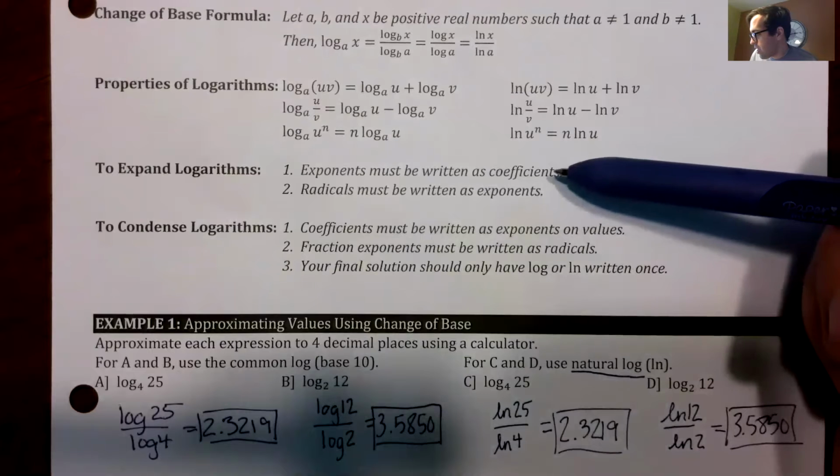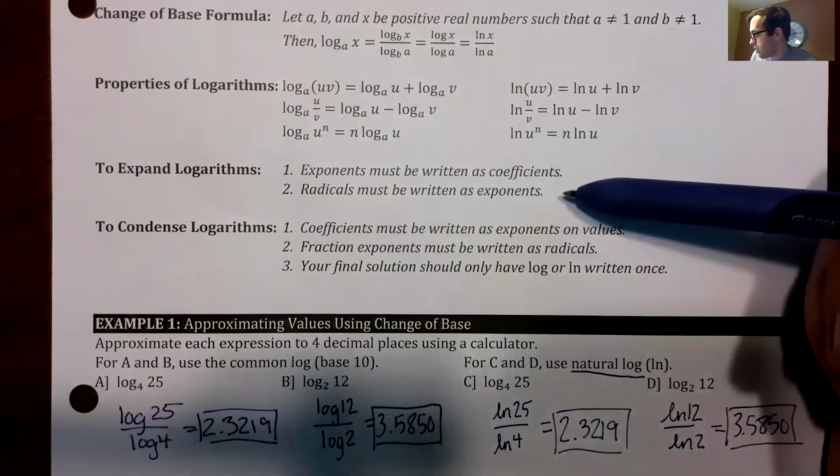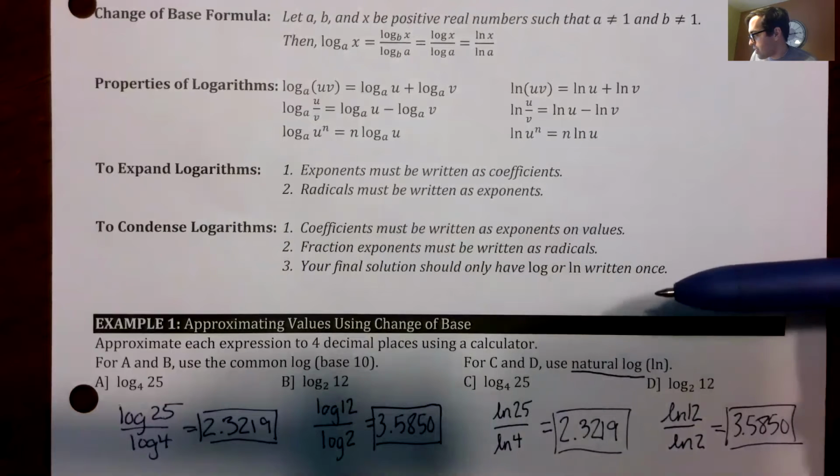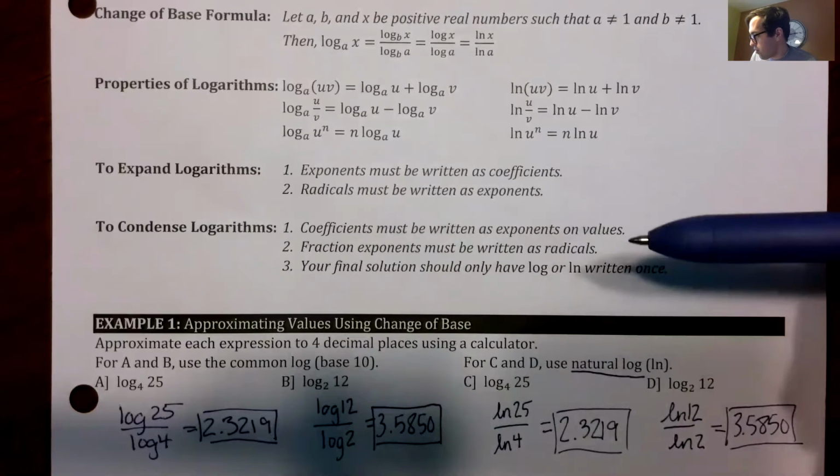But anyway, to expand logarithms, there are 2 things we need to know. Exponents must be written as coefficients, and radicals must be written as exponents. We're also going to try to have only 1 term inside of each logarithm. So let's see if we can apply that.